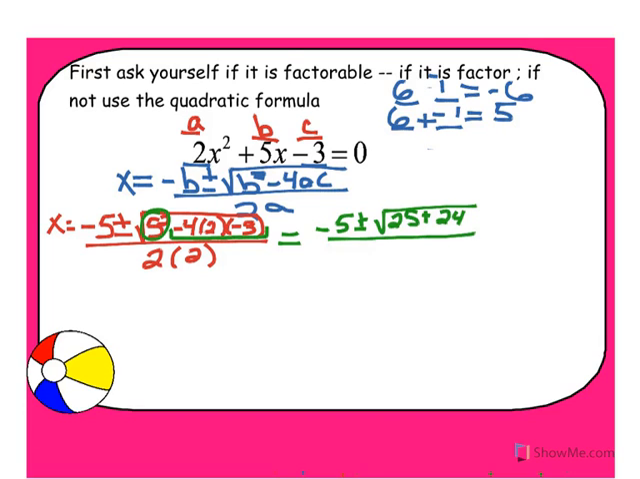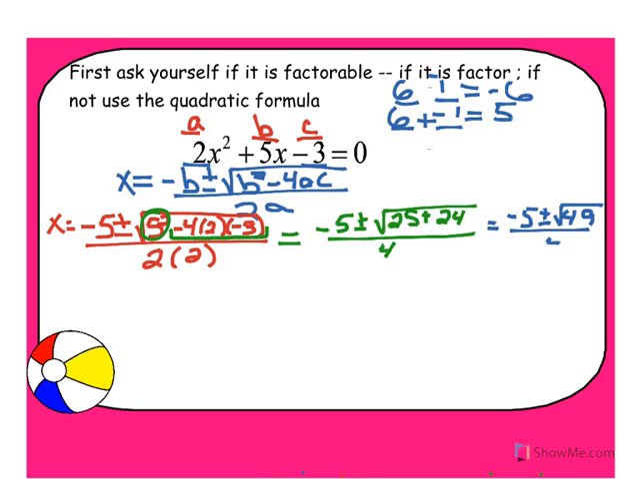All over 2 times 2, which is 4. Look how simple we made that one. We are almost done with the radical number under the radical being just one number. So let's go ahead and finish that. 25 plus 24 is 49.